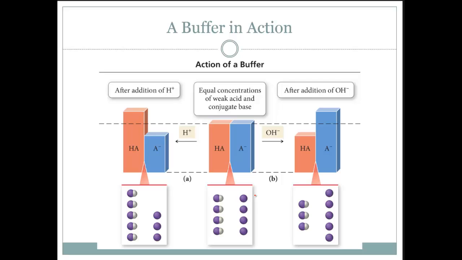So here's a visual of what we just talked about. If you add hydrogen, it is going to react with the conjugate base to produce more of that conjugate acid, the weak acid. After adding the OH-, it's going to react with the hydrogen of the weak acid to produce more of the conjugate base.